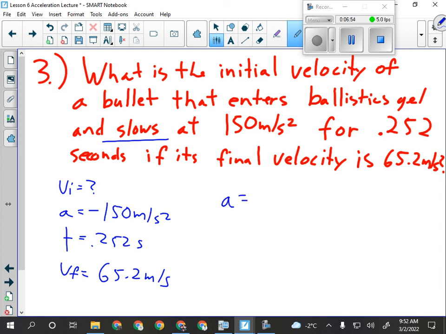All right, so we're going to be using last year's formula, A equals VF minus VI over T, because that's what we have. Looking for VI is the trickiest of the manipulations of this formula. I would multiply both sides by T, then I add VI over to the other side so that it's no longer negative. Then I subtract T times A over to the other side. So I get positive VI equals VF minus T times A.